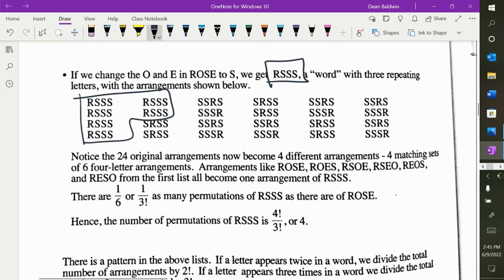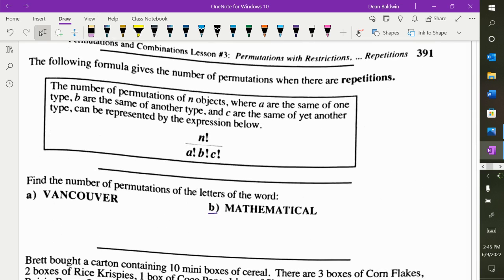And the formula is n factorial over a, b, and c factorial, where n is the number of objects. So that's the total number of ways. And then you divide by the repeating objects, factorial.